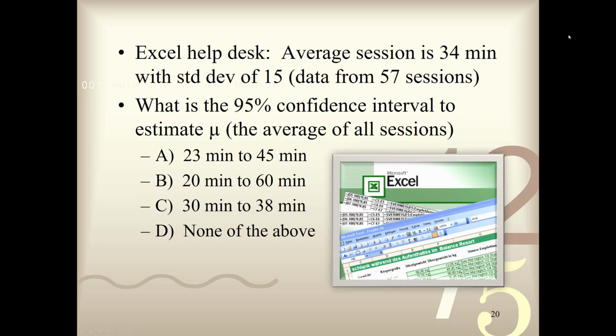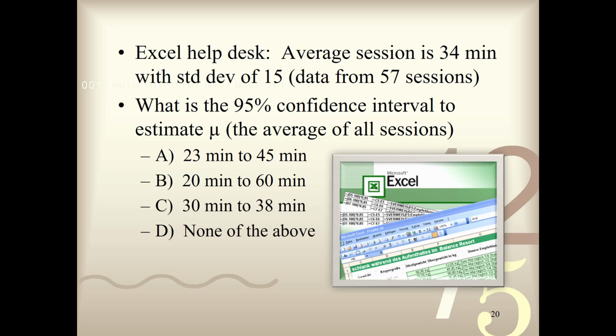Okay, what about this problem? So I got some data from the Excel help desk at the business school. Average session was 34 minutes with a standard deviation of 15. That was data from 57 sessions. What is the 95% confidence interval to estimate the population mean, so the average of all sessions?